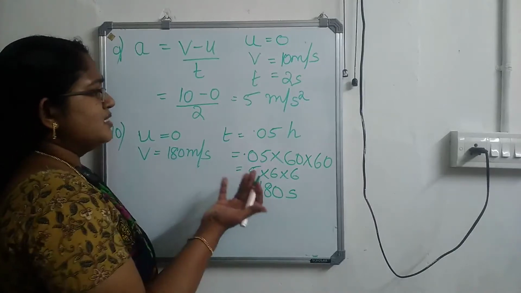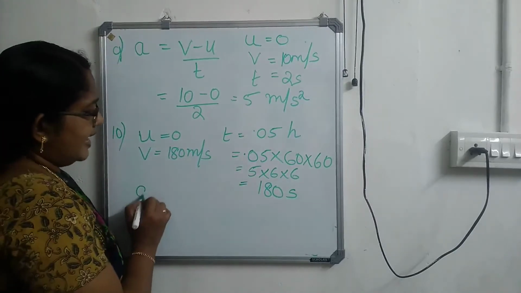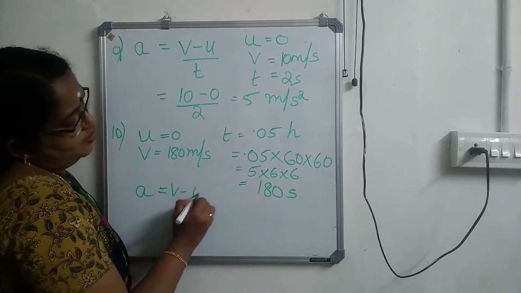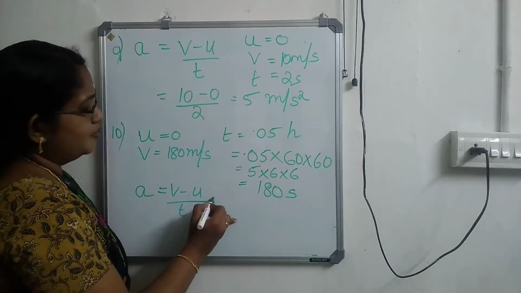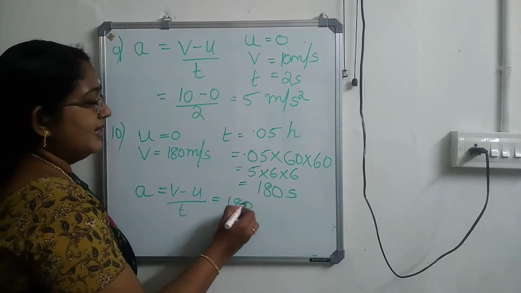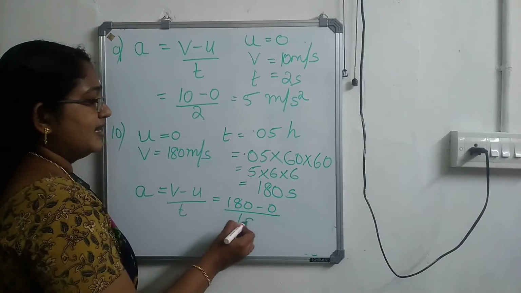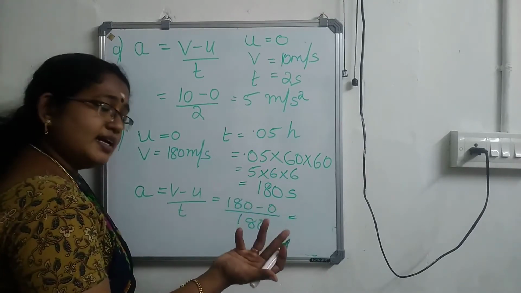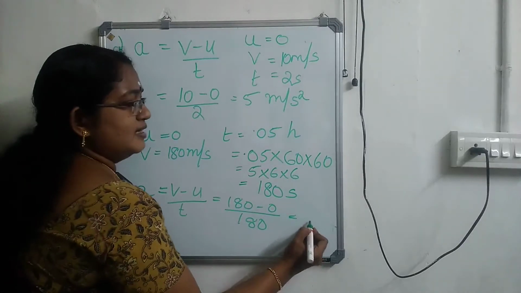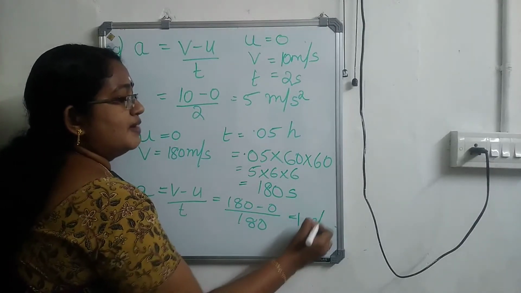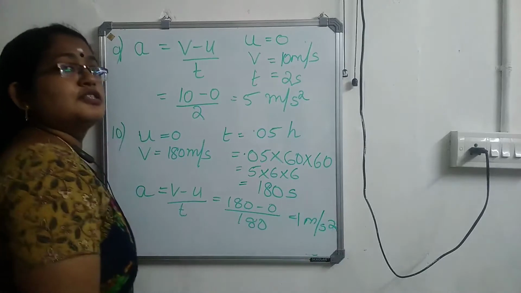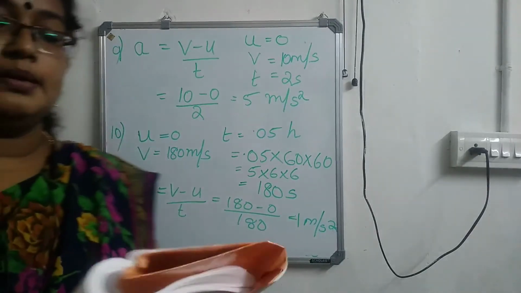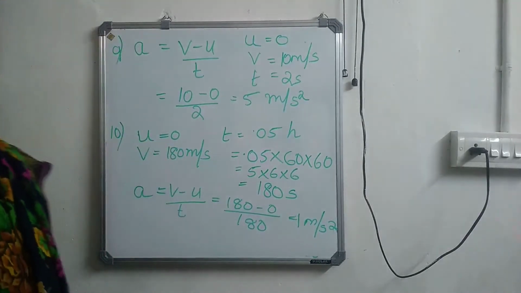Now, time is ready. You can calculate acceleration. Acceleration is equal to v minus u by t. So, it is 180 minus 0 by 180, which is equal to 180 minus 0 is 180. 180 by 180 is 1. So, it is 1 meter per second square. Okay. So, is it clear? 1 meter per second square.